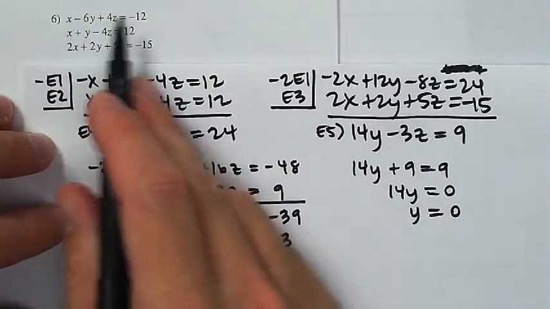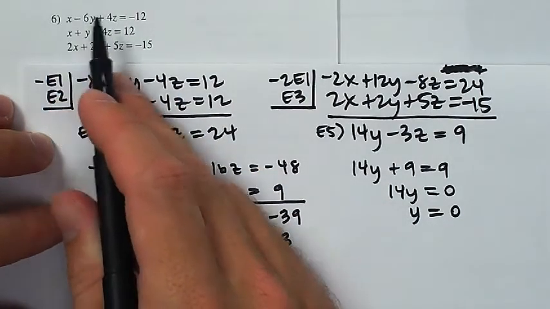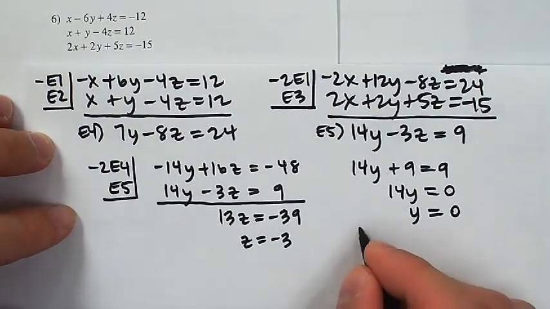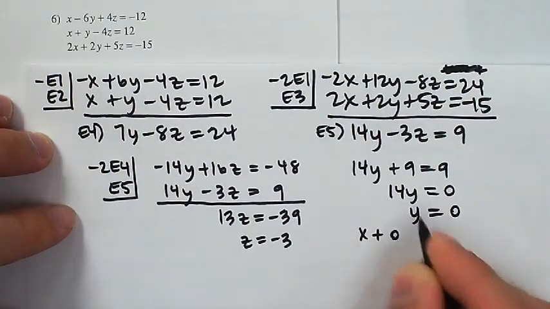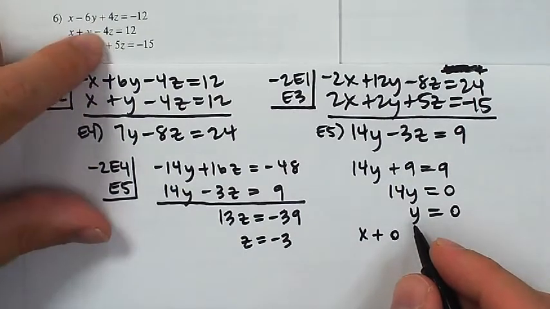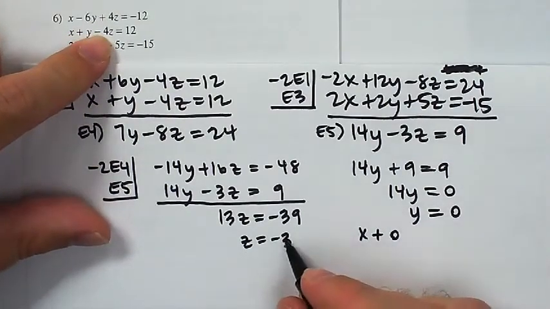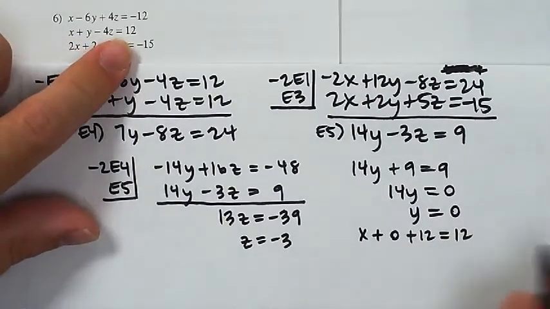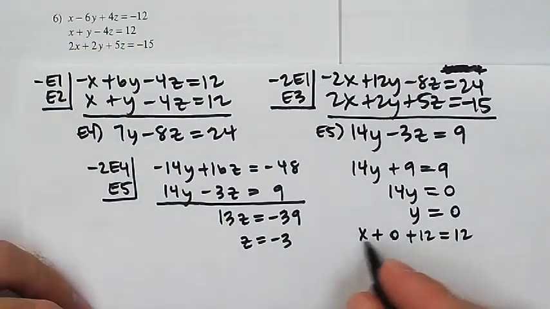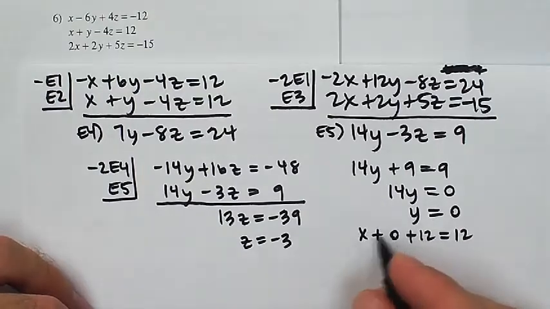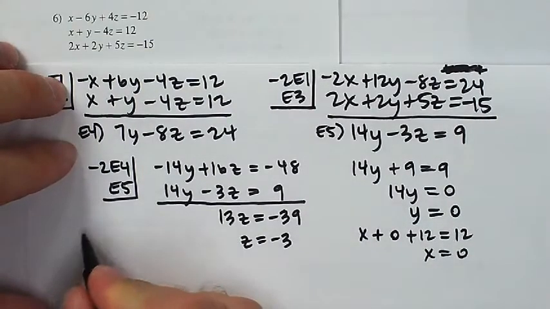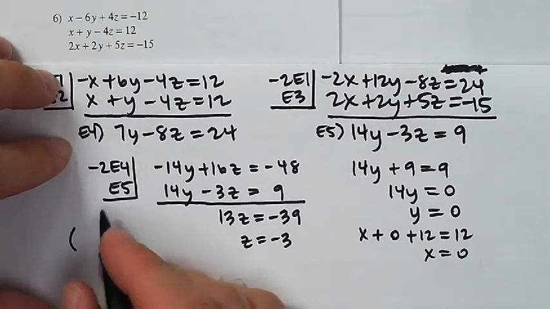So I'll go back to one of my original equations. Maybe x plus y minus 4z equals 12. I like that one. X plus y is 0. Minus 4z is going to be minus 4 times -3 is plus 12. That's equal to 12. Okay. Well, that just must mean that x is 0, right? Because 12 plus 0 plus 0 equals 12. Okay, and then my solution point is going to be 0, 0, -3.